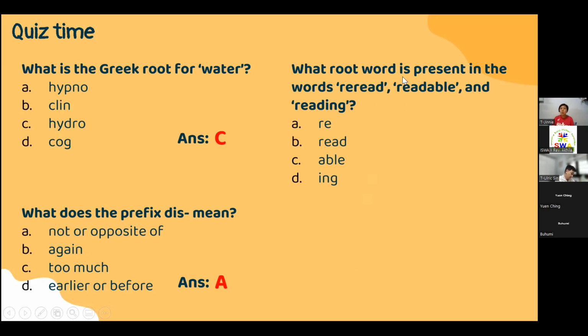Reread, readable, reading. So this is a trick question because root words can be either in the front, middle, or at the end of a word. Okay, but most of the time prefixes are at the front, suffixes are at the back. So anyone can tell me the answer. Which root word is here?